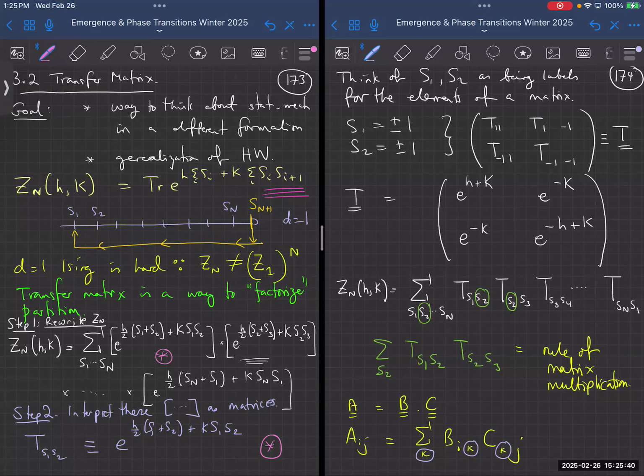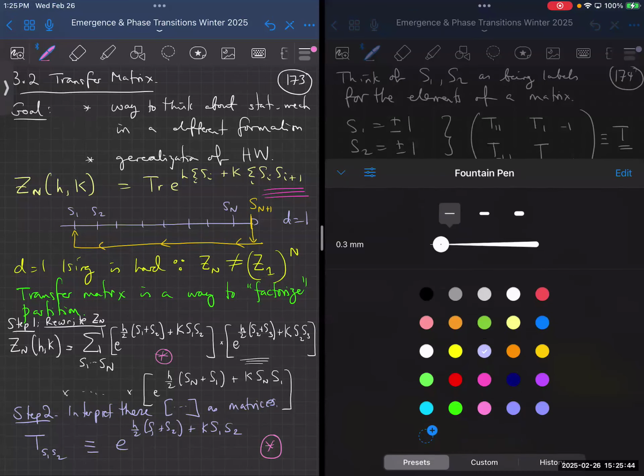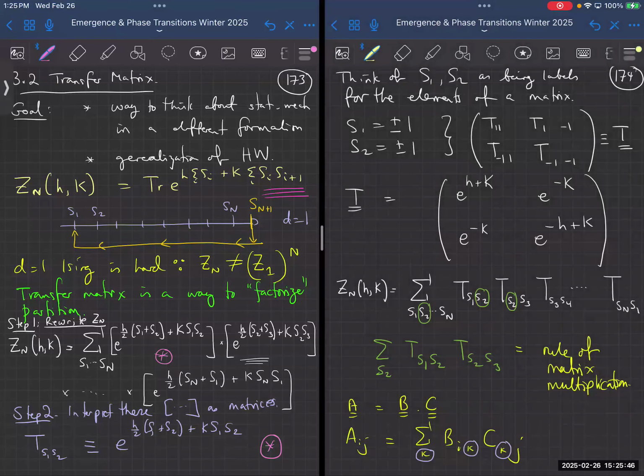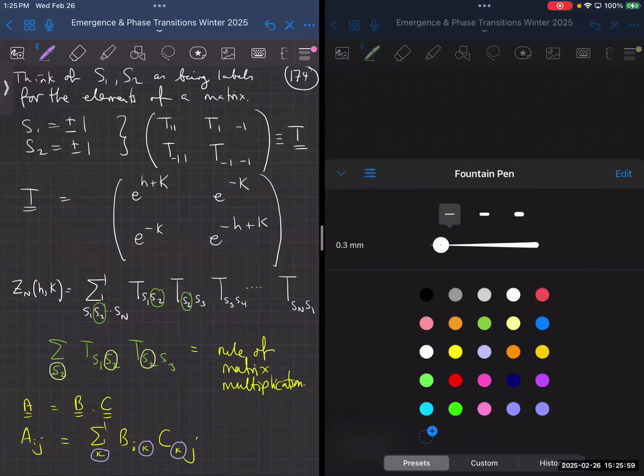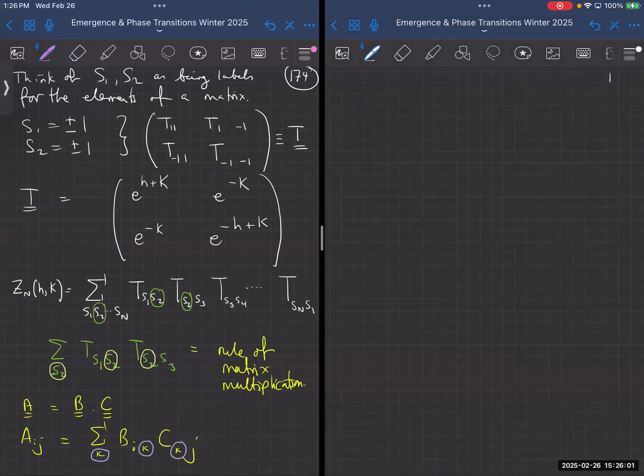So what you can see over here is the term that I've written in green. This is exactly the same thing. I'm summing over S2. There it is. And so this object is then, you can see what it is. What is it? Anybody tell me what that thing actually is? This thing over here.